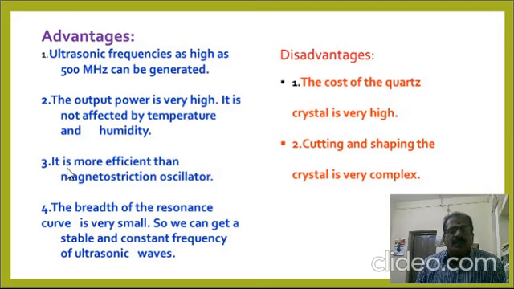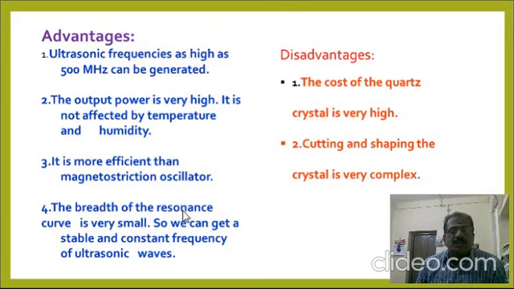Ultrasonic waves will go in a straight line even when the temperature is very high and humidity is also very high. Then it is more efficient than the magnetostriction oscillator. As I told you, the mechanical method, the Galton vessels, or the magnetostriction method give less, but the piezoelectric method will give more energy and higher frequency ultrasonic waves. That is why it is more efficient than the magnetostriction oscillator.